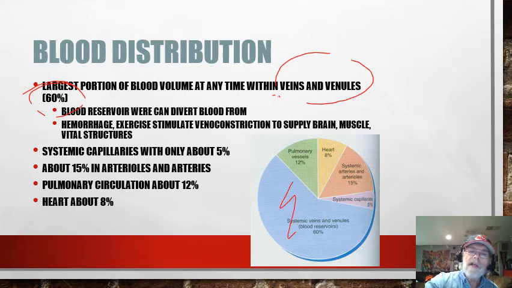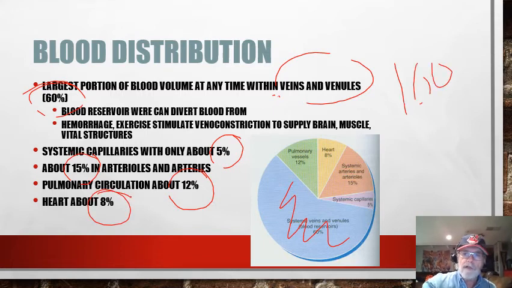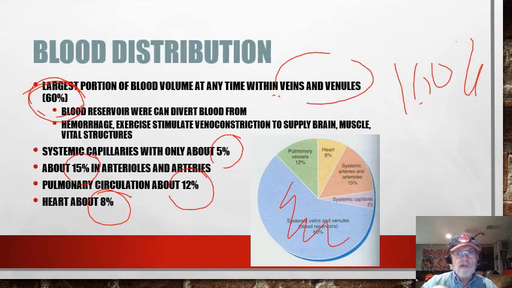So this area down here is what's in my veins. We also have in the systemic capillaries about 5%, in the arterioles and arteries about 15%, in the pulmonary circulation, pulmonary artery, pulmonary vein, as well as the capillaries in the lung, about 12%, and the heart has about 8%. So you add that up, all becomes 100%. But the majority of the blood that we have is still going to be on the venous side, mostly in the veins because they're large, and a little bit added to that from the venules.